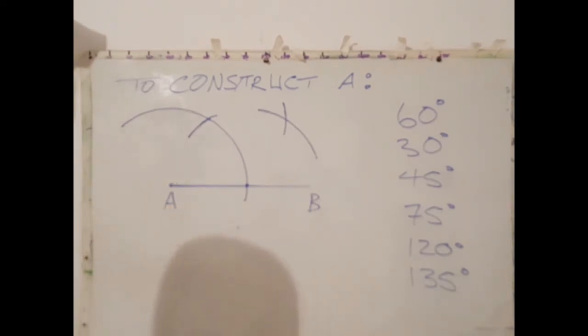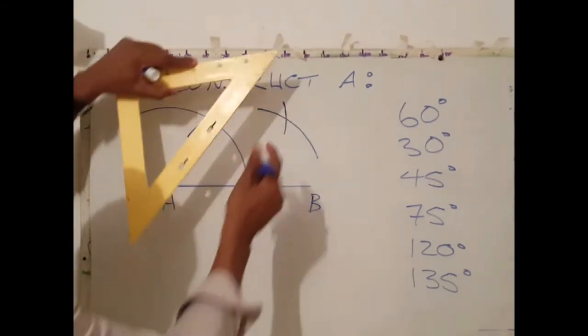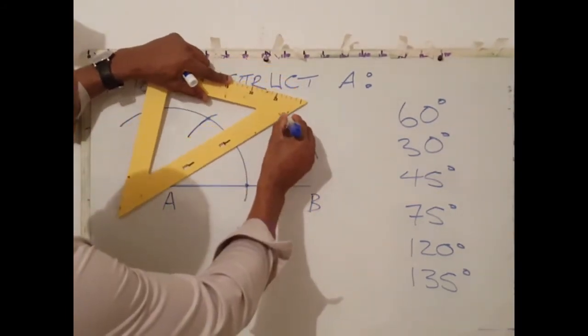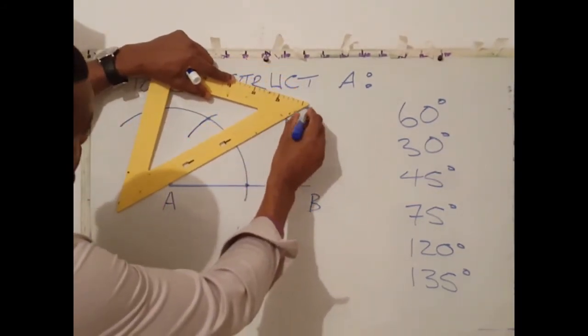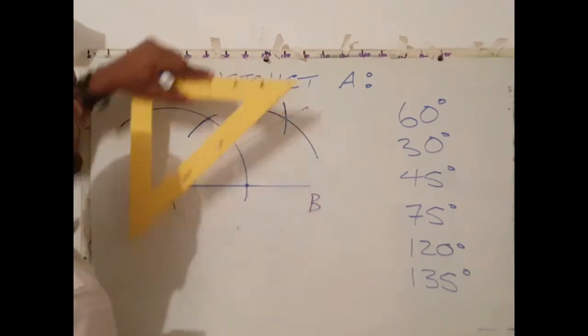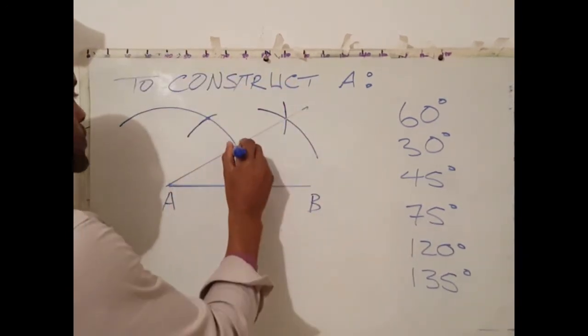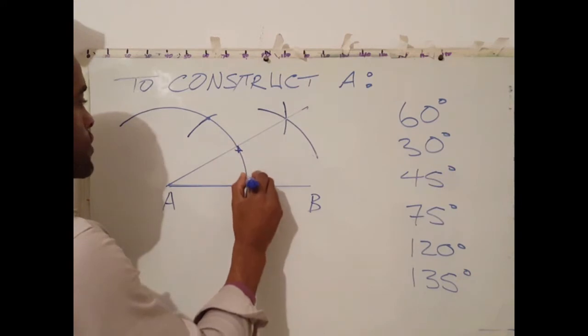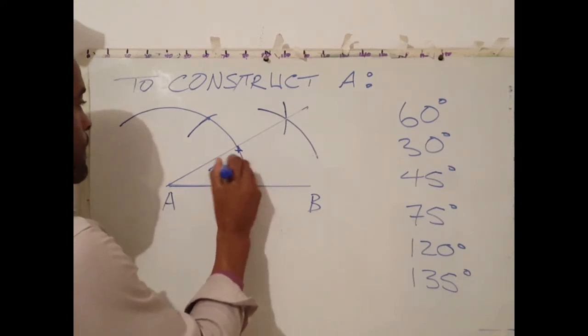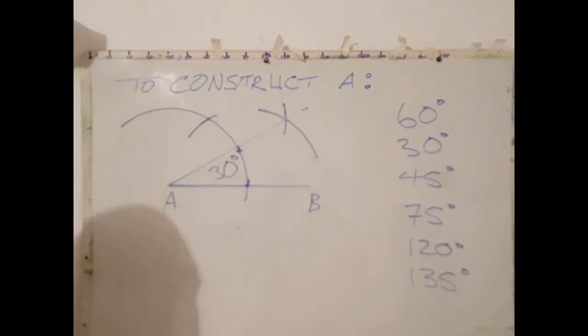Next step is to draw a line through this point. This is my 30 degrees, 30-degree angle.